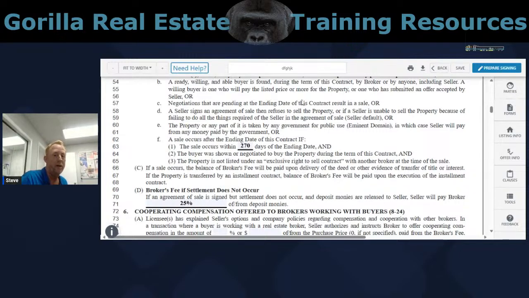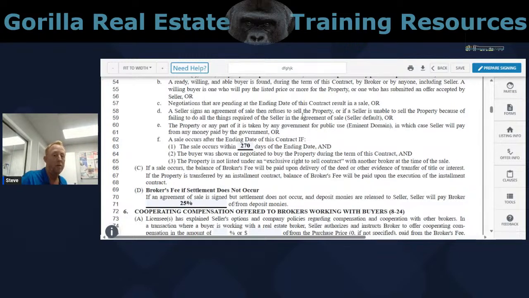Negotiations pending the ending date result in a sale, meaning the day before the end of the ending date, we sign a contract and it takes a year to close. We're going back and forth, back and forth. The buyer's agent, we closed it. We signed it October 10th. We agreed to it October 10th. It took the lawyers till February to write the contract. We've emotionally been under contract for a year. If this, you know, we're getting paid.